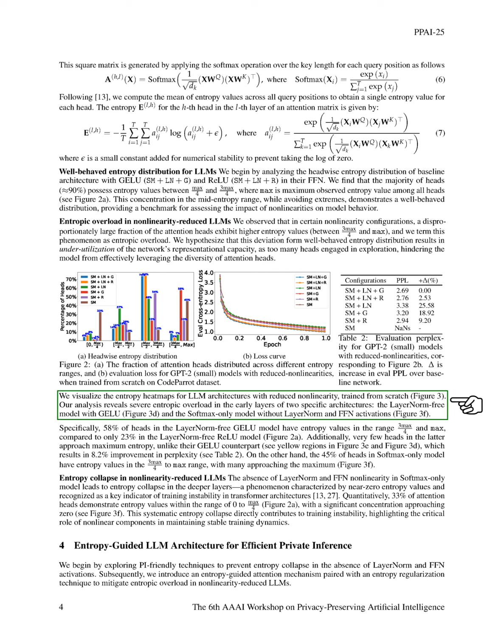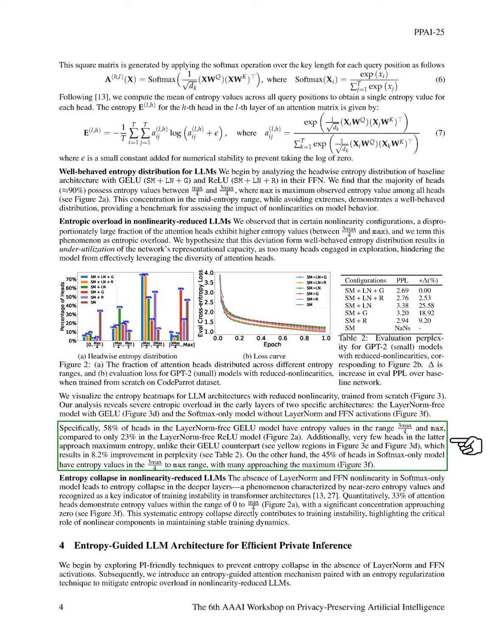Our visualizations reveal significant entropic overload in the early layers of specific architectures, particularly in the layer norm-free model with GELU and the softmax-only model without layer norm and FFN activations. In the layer norm-free GELU model, 58% of heads have high entropy values, compared to only 23% in the layer norm-free ReLU model. Additionally, fewer heads in the ReLU model reach maximum entropy, leading to an improvement in perplexity.